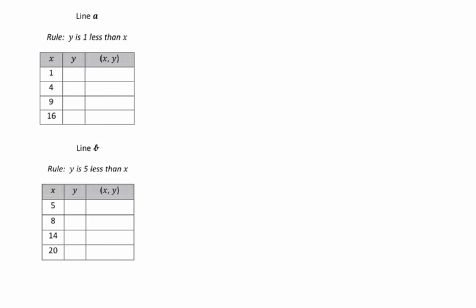So for line A, our rule is y is 1 less than x. So if the given value of x is 1 and y is 1 less than that, so the given value for y for when x is 1 is 0. Okay. So y would be 0, and the coordinate would be 1, 0. Okay? So we can write our rule.